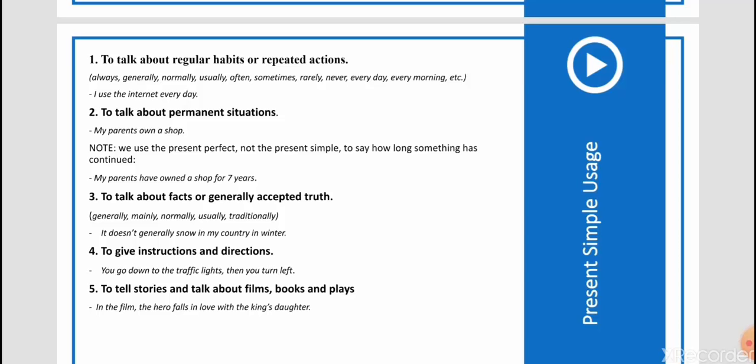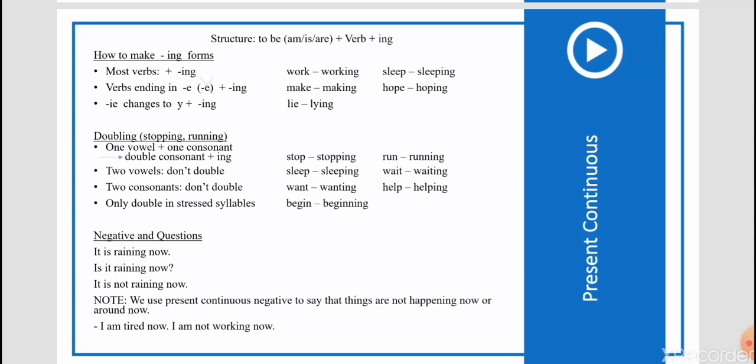For example, in the film, the hero falls in love with the king's daughter. So in this case, we speak about one episode, about the plot of the film. It is also true for books and plays as well. Then let's go with present continuous.